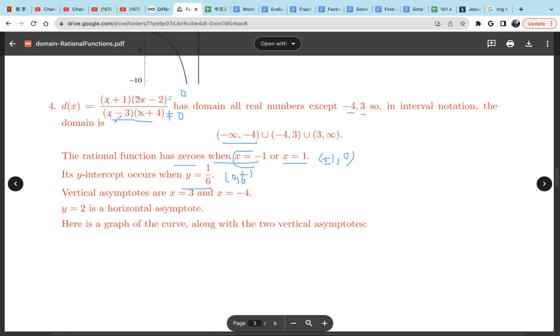Vertical asymptotes come from the numbers not in the domain. So 3 is not in the domain, -4 is not in the domain. So 2 vertical asymptotes, when x equals 3 and when x equals -4.